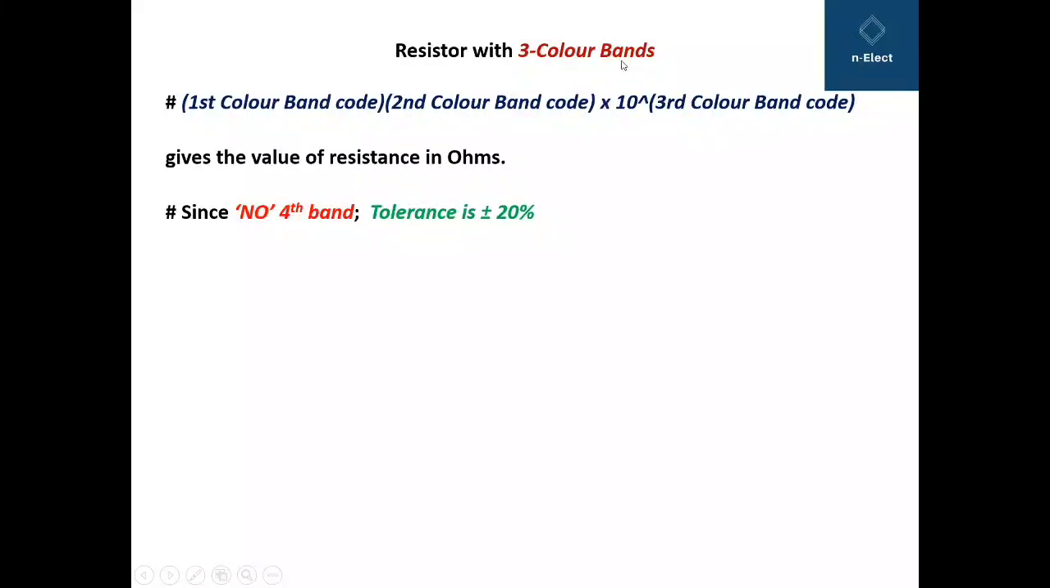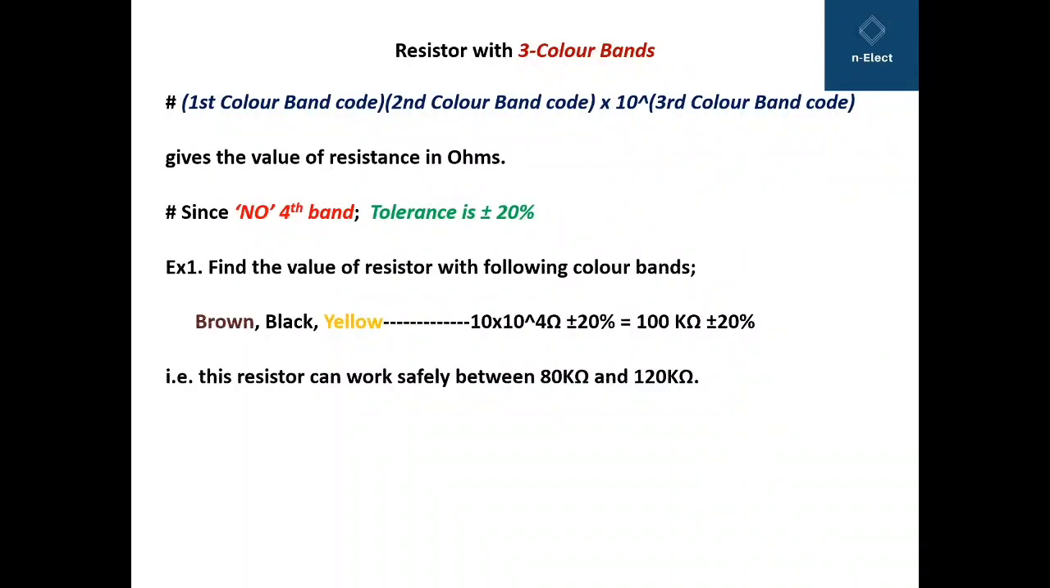Now, one thing here must be clear to you: we are talking about 3 color bands, but when there is no 4th band, it means when only 3 color bands are there, at that time the tolerance is plus minus 20%. The meaning of tolerance is that this resistor can work in the range of 20% on the plus side and 20% on the minus side. It will be more clear through an example, so we will go for the example first.